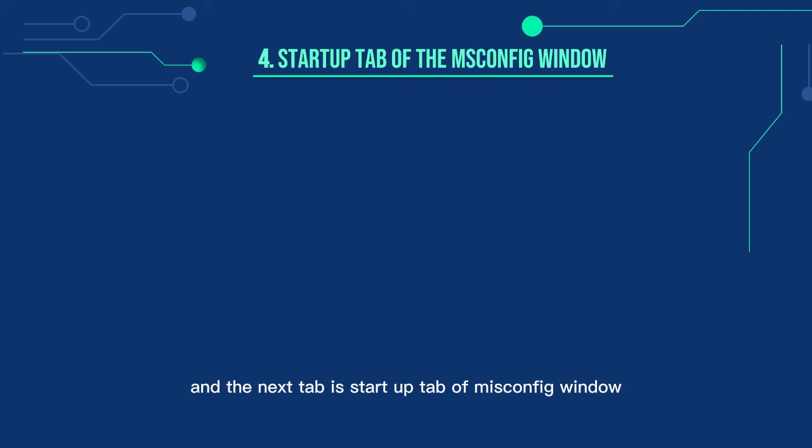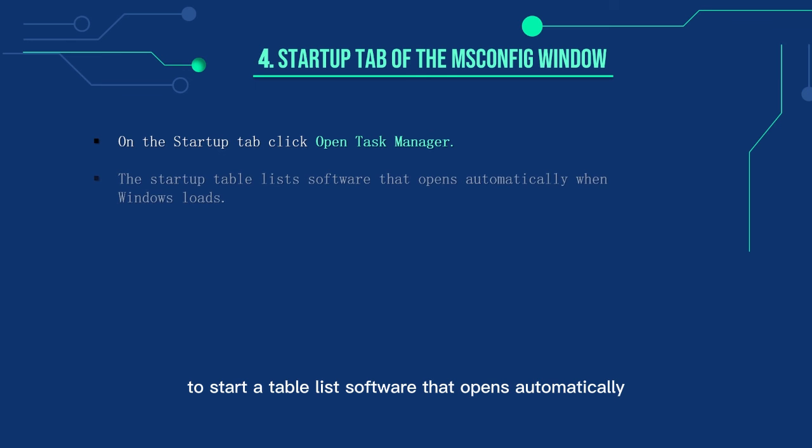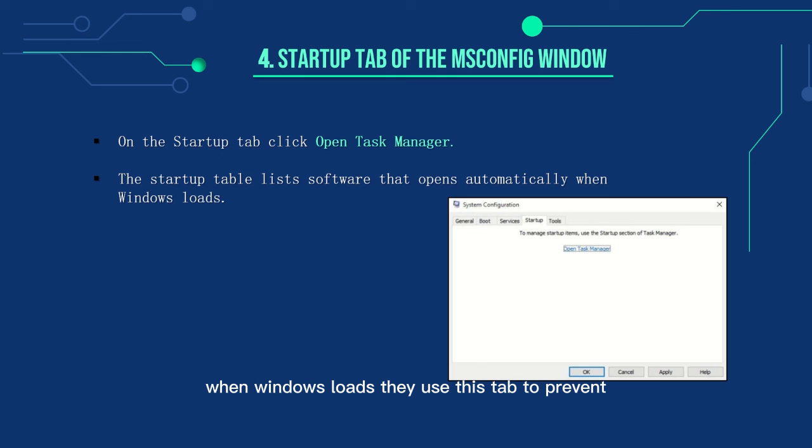And the next tab is the Startup tab of the msconfig window. On the Startup tab, click Open Task Manager. The Startup tab lists software that opens automatically when Windows loads. Use this tab to prevent individual software from opening when Windows starts. This can be very useful when trying to find software programs that might be causing performance problems.